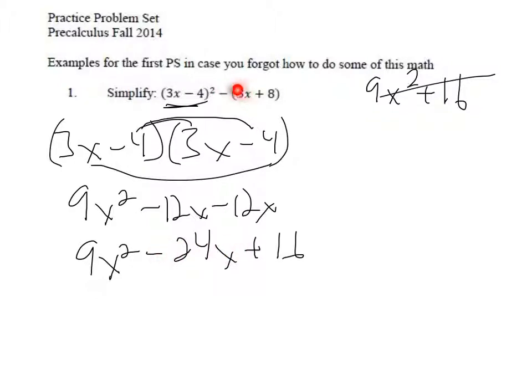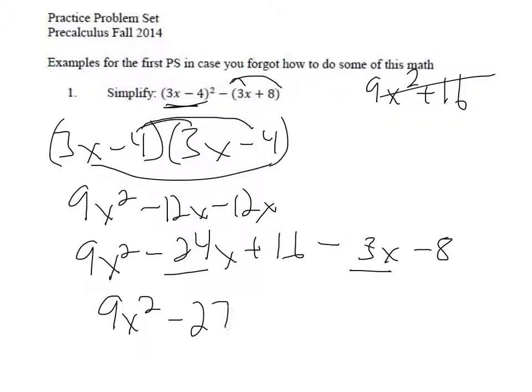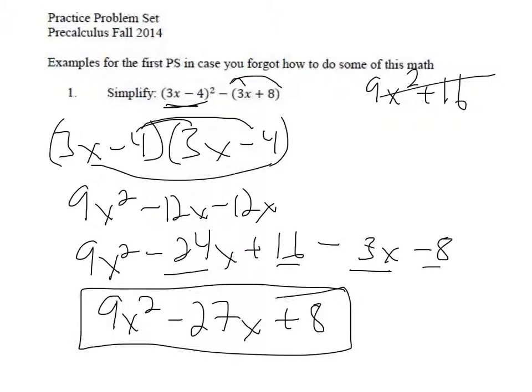Then I get to distribute that negative through. That gives me negative 3x minus 8. Don't forget to hit both of them with a negative. Now you combine like terms. I'm seeing only 1x squared, so 9x squared. Negative 24 minus 3 more is negative 27x. 16 minus 8 is positive 8. And that's how that simplifies.